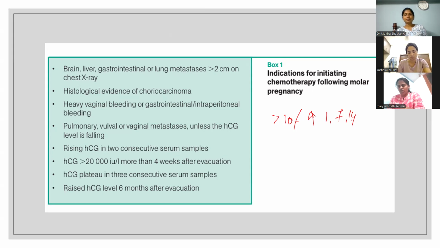And if the HCG is more than 20,000 even after 4 weeks of evacuation, then also you have to start chemotherapy.